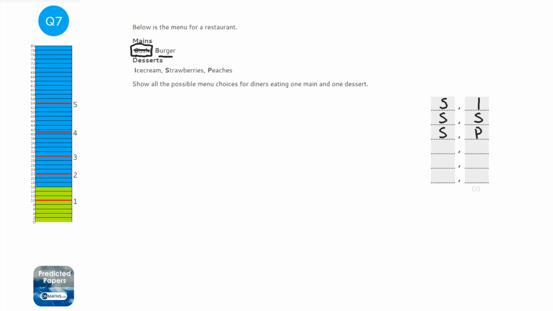Now that's it for sushi. So I've done sushi, and now I'm going to focus on burger. So we can have burger and ice cream, we can have burger and strawberries, and we can have burger and peaches. And if you do it systematically like that, you know you haven't missed any.